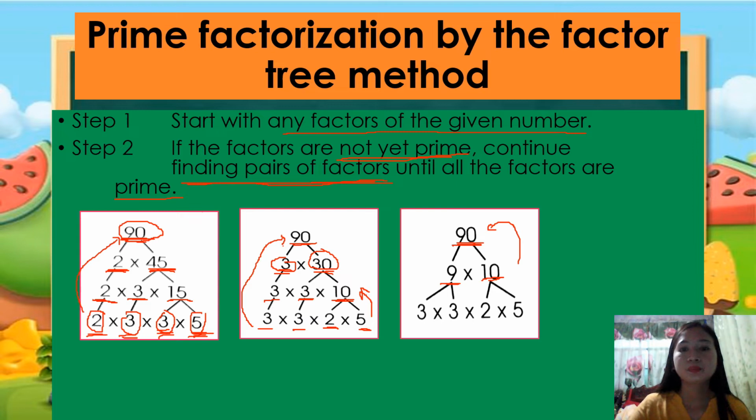So, we get again the factors of 9. And the factors of 9 are 3 and 3. If you multiply 3 times 3, the product is 9. Let us move to digit 10. Is digit 10 a prime or composite? Yes, digit 10 is a composite number.